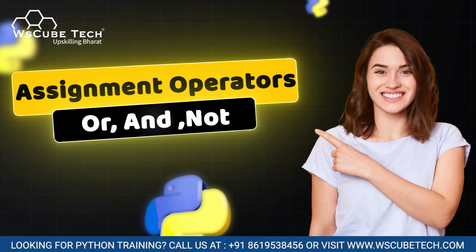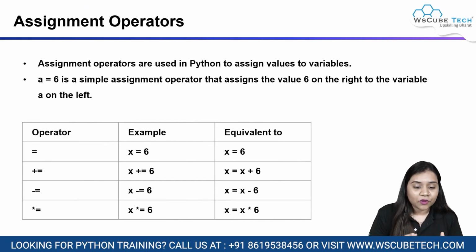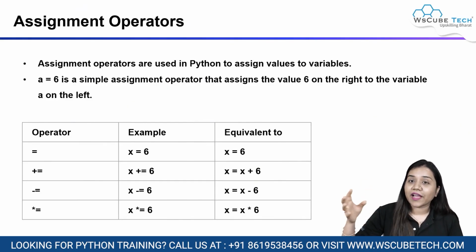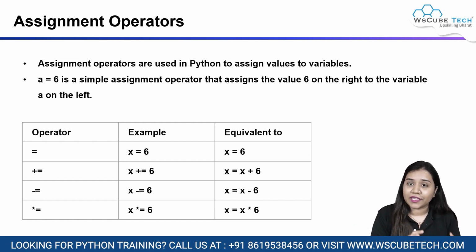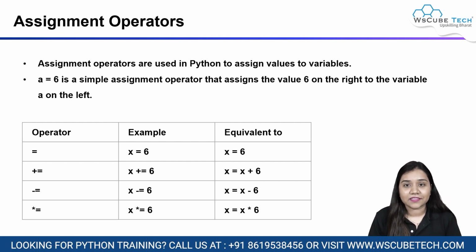Discussing the assignment operators. Assignment operators are used in Python to assign a value to a variable. For example, if I have written A is equals to 6, so A's value is 6. I'm assigning that value 6 to A. So that is called an assignment operator. That equals sign over there is called an assignment operator. Now there are four types of operators that we have. First one is equals to, second is plus equals to, third one is minus equals to, and fourth one is multiply equals to.